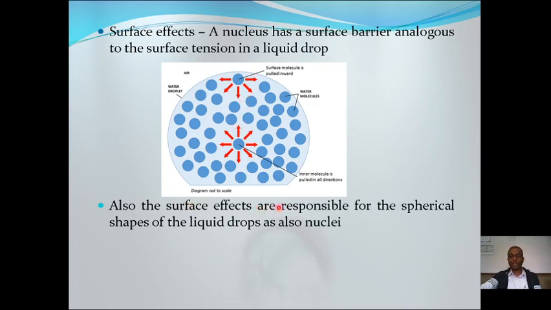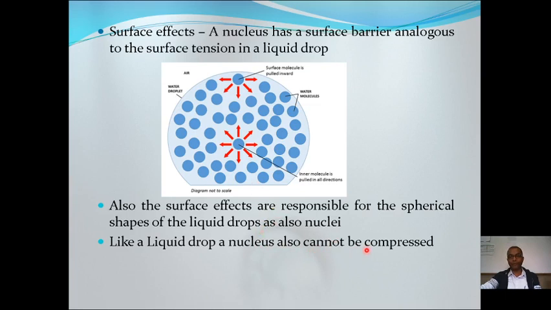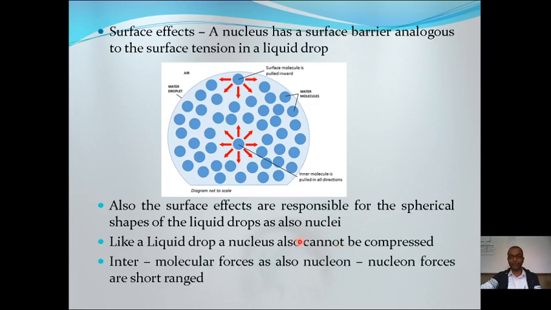Also, the surface effects are responsible for the spherical shapes of the liquid drop as also the nuclei. So the nucleons, or hence the liquid drop molecules at the surface, are pulled inwards in all directions. As a result, because of the surface effect, the liquid drop attains a spherical shape. Same will be the case with an atomic nucleus. Like a liquid drop, a nucleus also cannot be compressed. It is incompressible, liquid drop as also a nucleus.